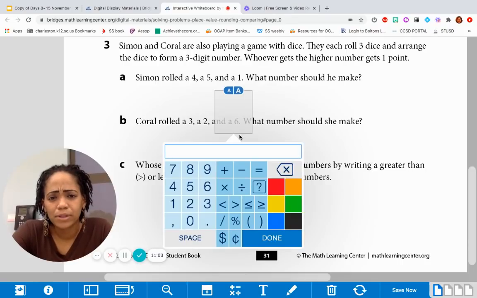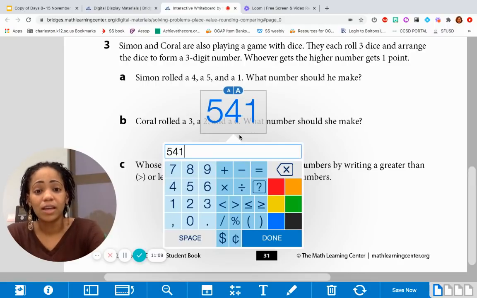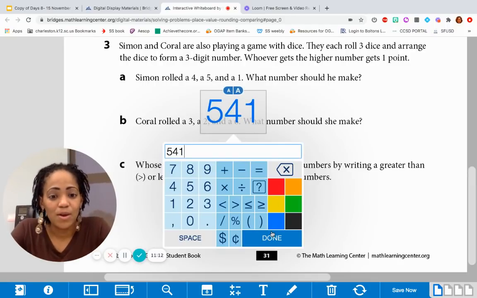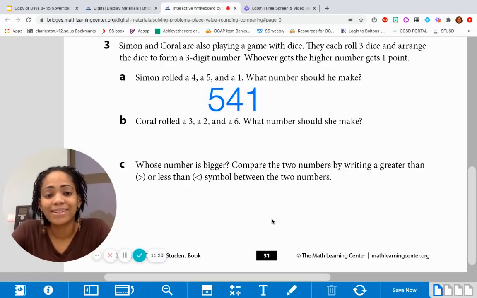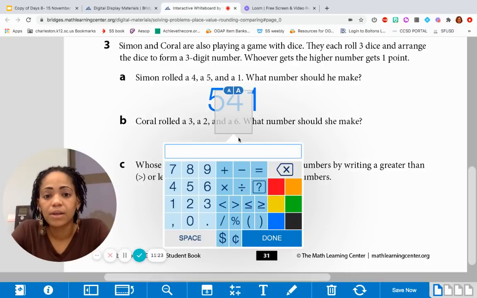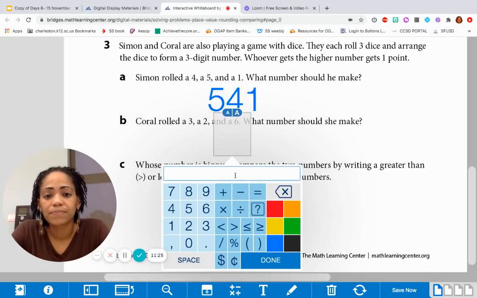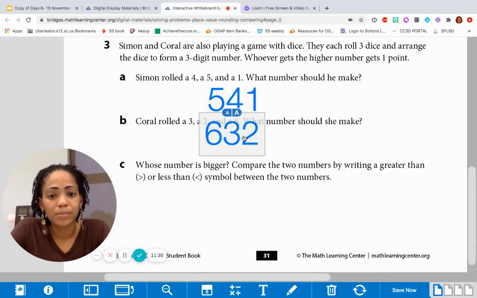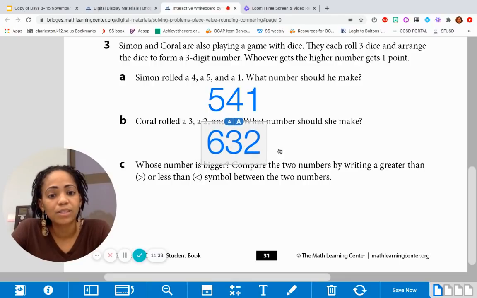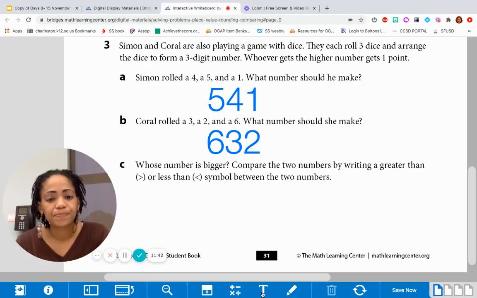We want the biggest number, so what digit should we start with? Yeah, we probably should start with a bigger digit and work our way down to the smaller digit. So we made the number 541. Coral rolled a 3, a 2, and a 6. So what number should she make? Good. 6, 3, 2. So again, we're trying to get the highest number, so we're starting with the higher digit, and we know that because we've played a game like this before, right? All right. Whose number is bigger?